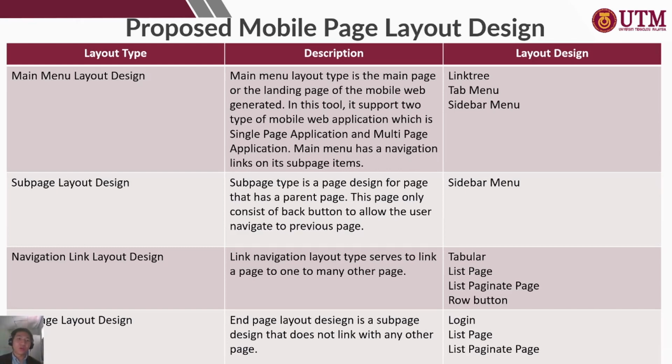So the main menu layout design is the landing page of the mobile web we can generate. So this is the landing page and this is the main page. For this main menu layout design in the generator, we support two types of application, which are the single page application and also the multi-page application.